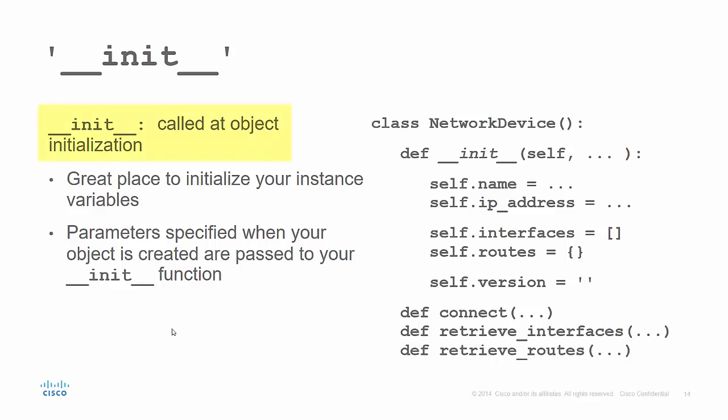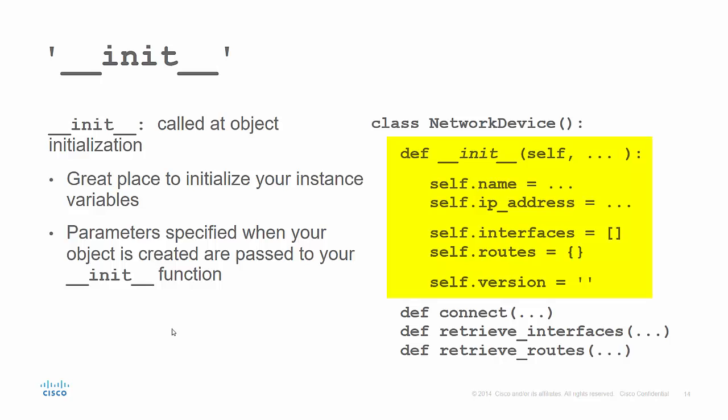Init is a function which is defined for every single class that is created. The init function gets called when an object is instantiated. And when an object is instantiated and parameters are passed to that object instantiation, those parameters will be passed to the init routine. So in the example that you see on the right, class network device has an init function which has parameters self, and then parameters representing the name of the device, the IP address of the device, and other various information.